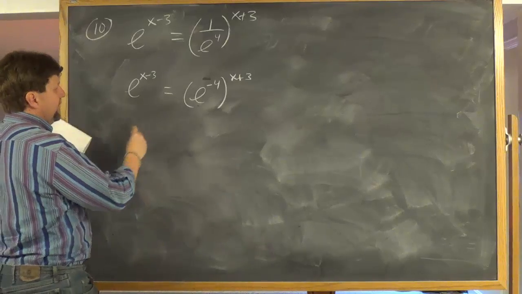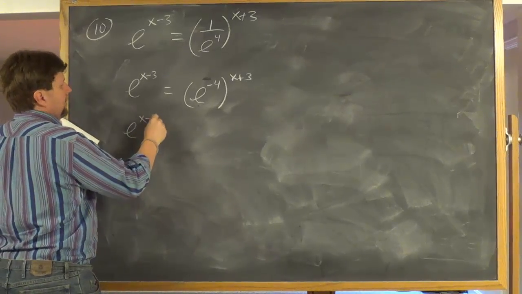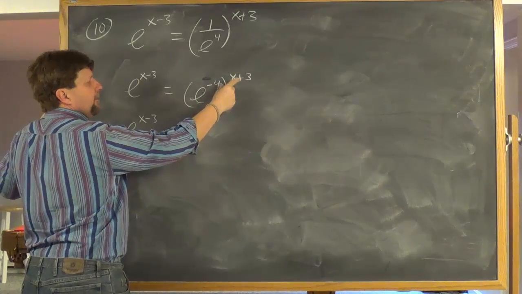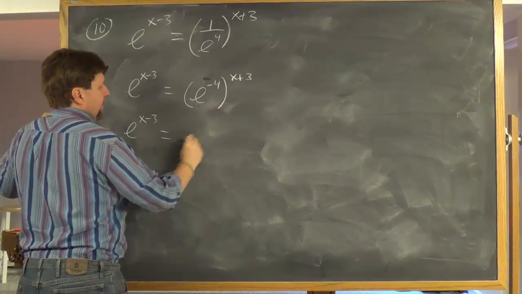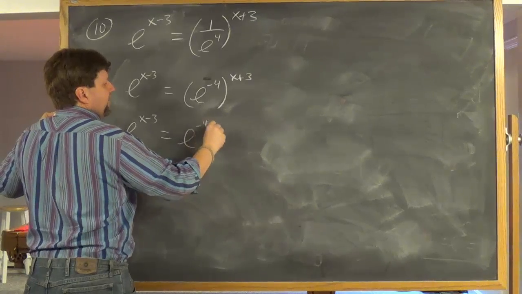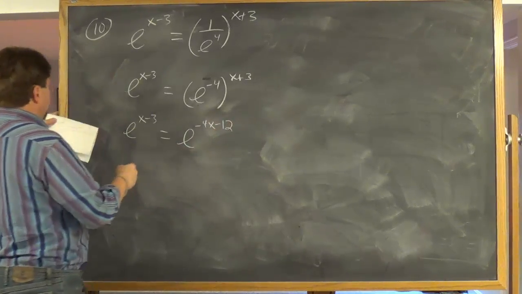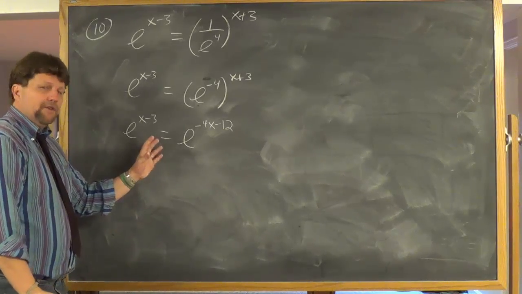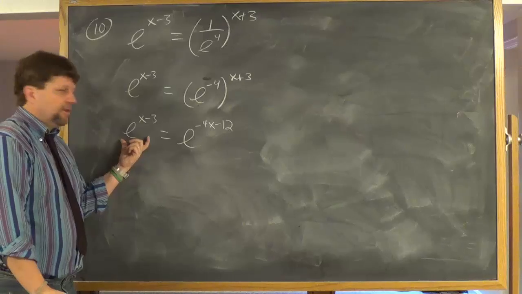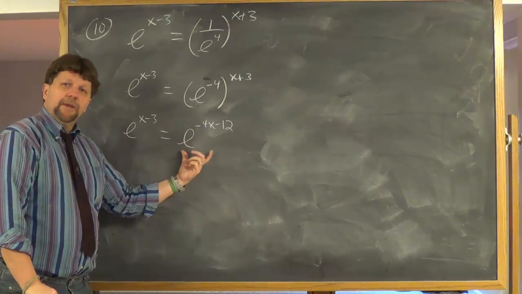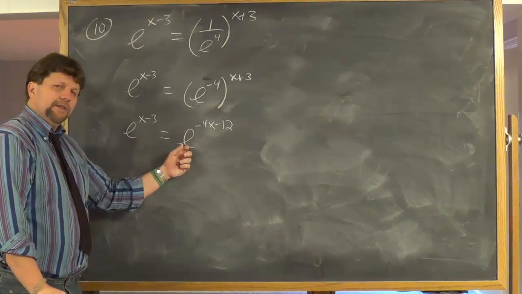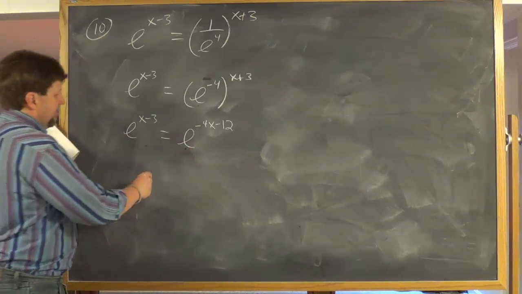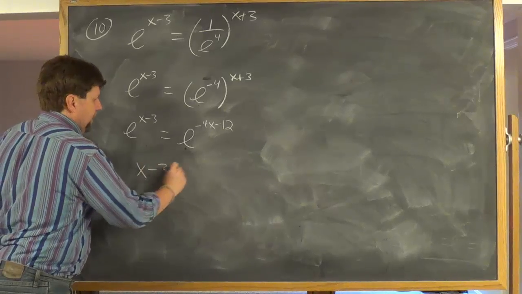And then very similar to number 8, I can now use a property of exponents and multiply those two exponents together to get e to the negative 4x minus 12. And just like what we saw in number 8, we have an equation here where we have a single exponential equaling another exponential, and the bases are the same. So in order for this equation to be true, the exponents have to be equal.